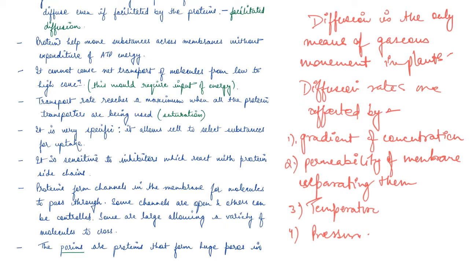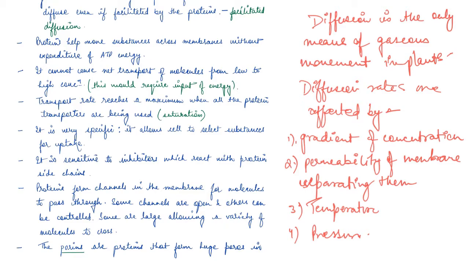It will be done only when the concentration gradient is from high to low. So you have to go from high to low. It's just that there are some molecules which have a hydrophilic moiety and they are not able to go across the membrane, and then they are facilitated by the proteins which are present on the membrane, right? Now, what happens is that the transport rate reaches a maximum when all the protein transporters are being used. Basically, all the protein transporters are saturated, right?